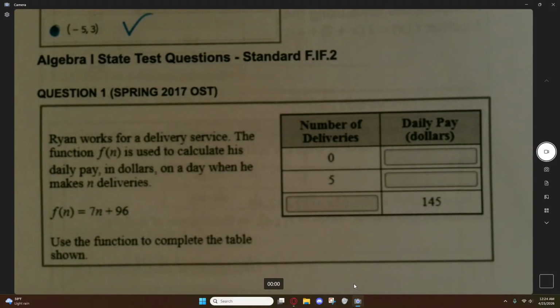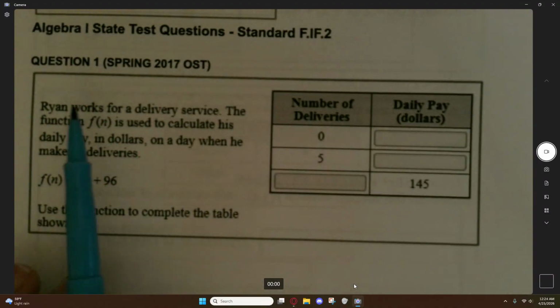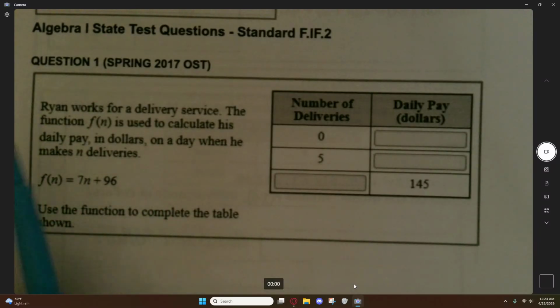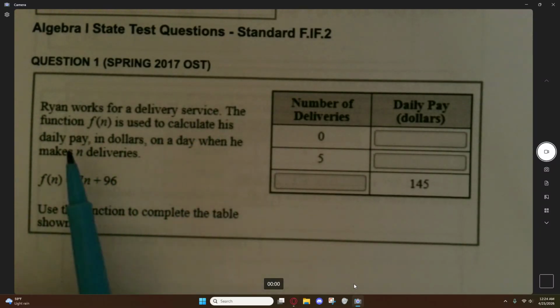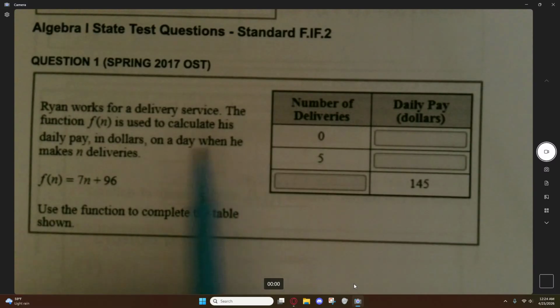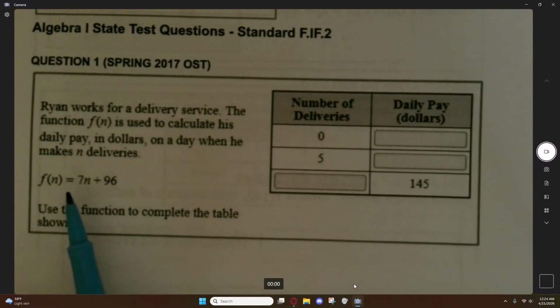Today we're talking about standard F.IF.2, going further into functions. Let's jump on in. Ryan works for a delivery service. The function f of n is used to calculate his daily pay in dollars on a day when he makes n deliveries. Using the function f of n equals 7n plus 96, use the function to complete the table shown.